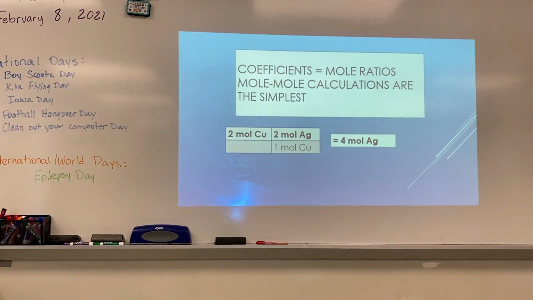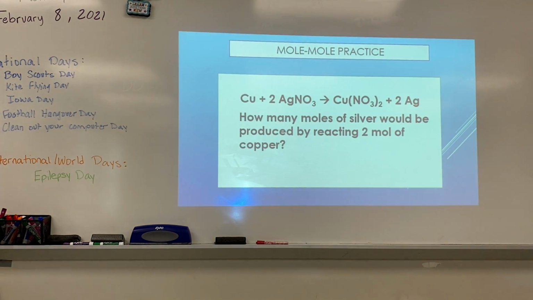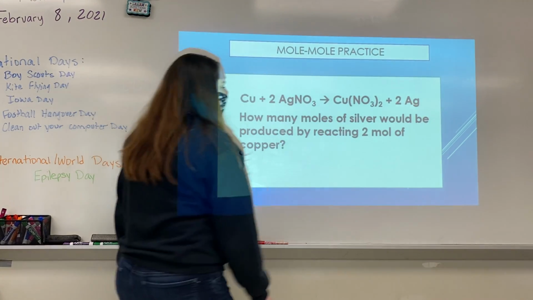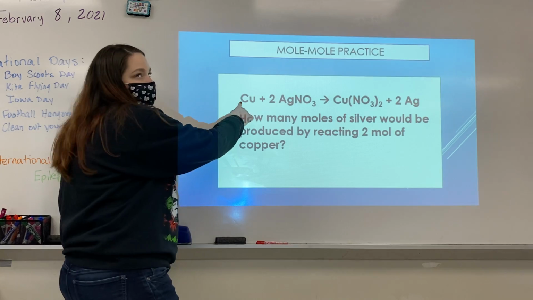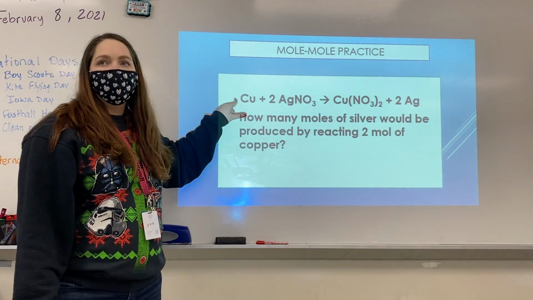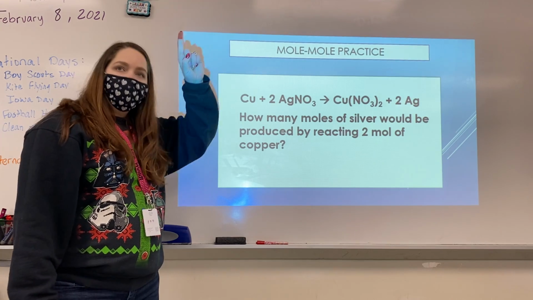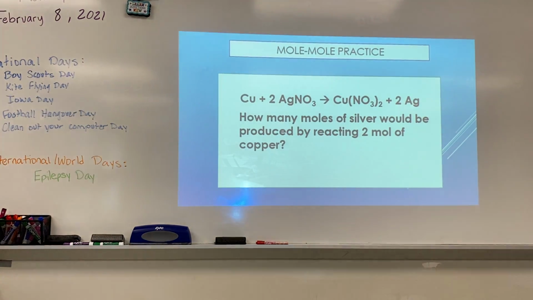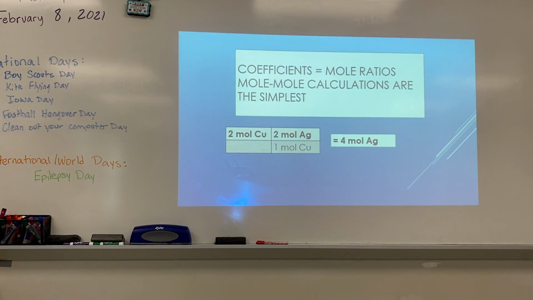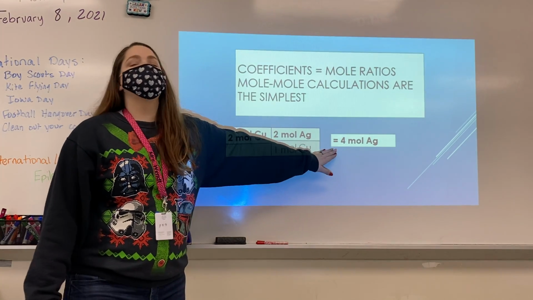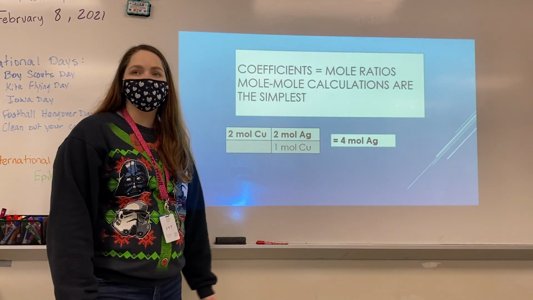We need to look back at our balanced chemical equation, and we need to see that there is a 2 in front of the silver, and there is a 1 in front of the copper. If you do not see a number, that means there is a 1. It would not be 0, it would be 1. If it was a 0, then we wouldn't even write it in the first place. So then you would do 2 times 2 divided by 1, which is 4.